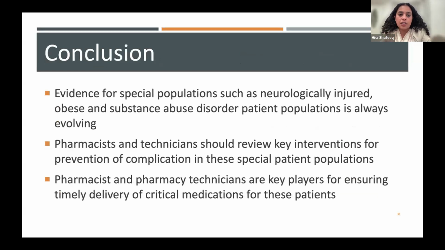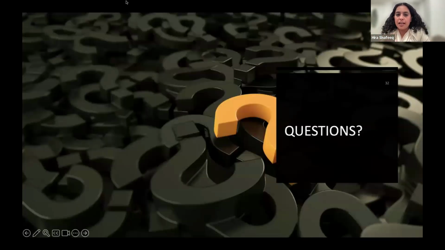So overall, in conclusion, evidence for special populations such as neurologically injured patients, obese patients, and those with a substance use disorder is always evolving, specifically when it comes to seizure prophylaxis. Pharmacists and technicians should review key interventions for prevention of complications in these special patient populations. And we are the key players for ensuring timely delivery of critical medications in these patients. So with that, I'm going to end my presentation, and I will take any questions that you might have.